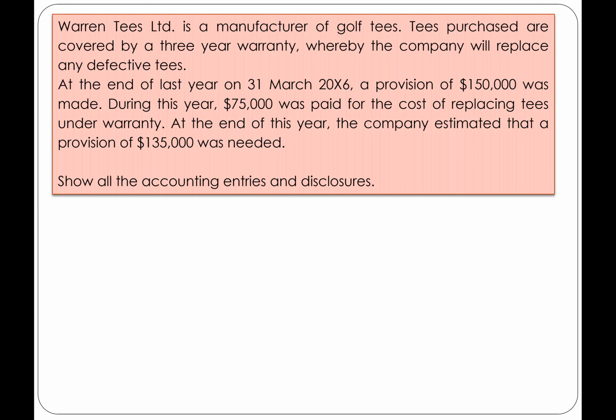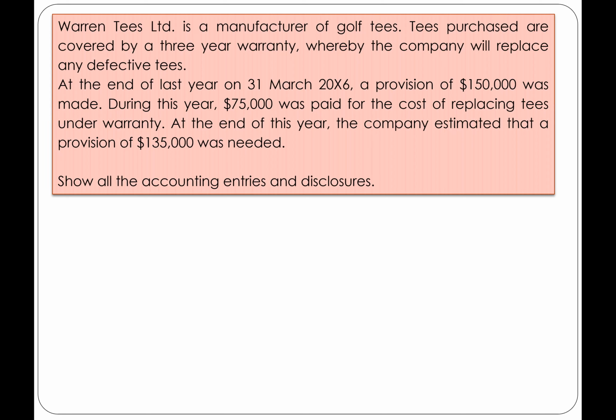So this is the information that we have. At the end of last year, which is 31 March 2016, we already created a provision of 150,000. Then during this year, 75,000 was paid for the cost of replacing the tees. So if you are required to show all the accounting entries and disclosures, it means from the one that you made last year, which is 31 March 2016. So we would know that when we are creating a provision, we will first debit expense 150,000, credit provision 150,000. So this was the entry that was made at 31 March 2016.